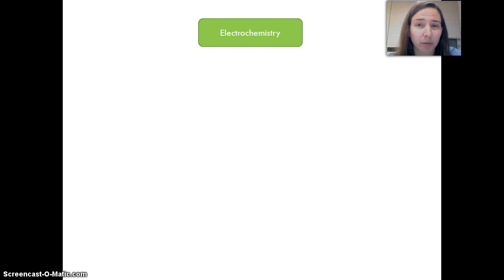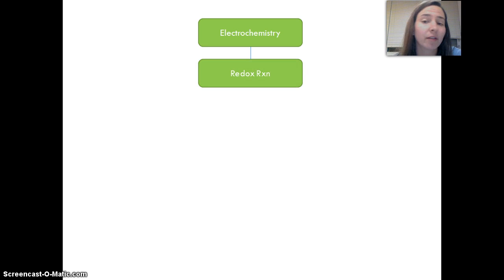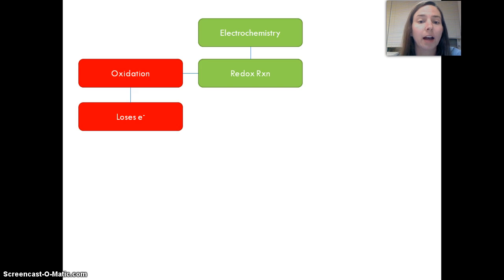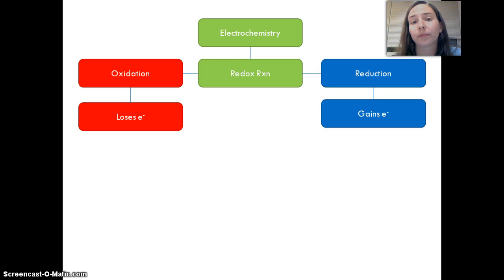Remember in our last podcast we talked about how electrochemistry was the study of the movement of electrons through a reaction. And basically what we have there is a redox reaction. Redox reactions have two parts. An oxidation reaction, where the species is losing electrons, and a reduction reaction where the species is gaining electrons.